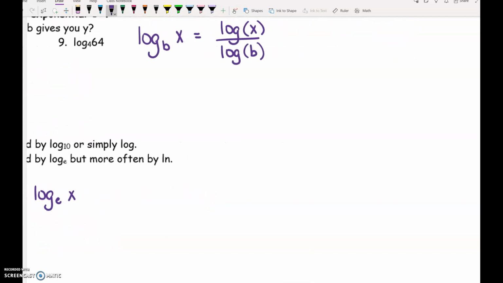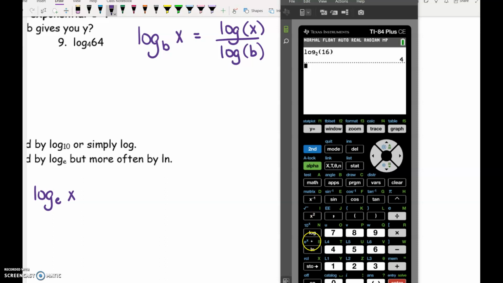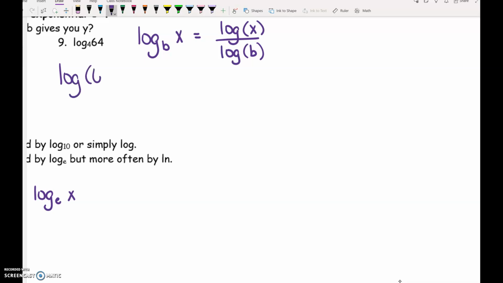So how would that look in a calculator? We would do log button. Which number should I put in first, the 4 or the 64? The 64, the big number, the number that's in line with the log. So log button 64, close your parentheses, divided by log button 4, close your parentheses. The answer is 3. So I'm going to write that in here. We did log button 64 divided by log button 4, and we got an answer of 3.